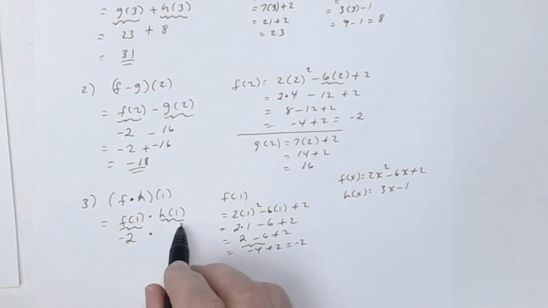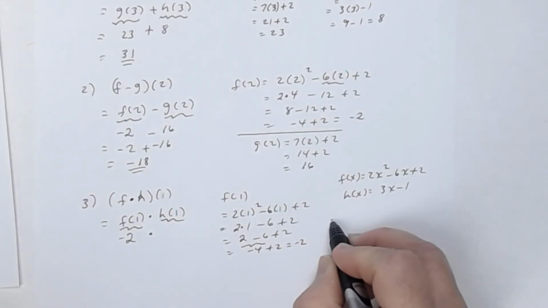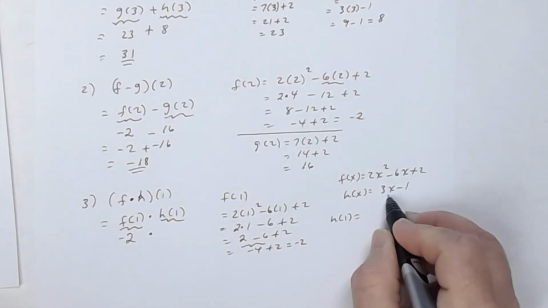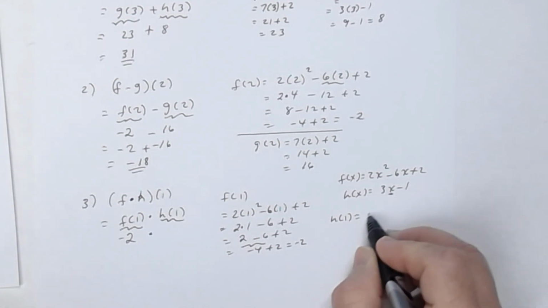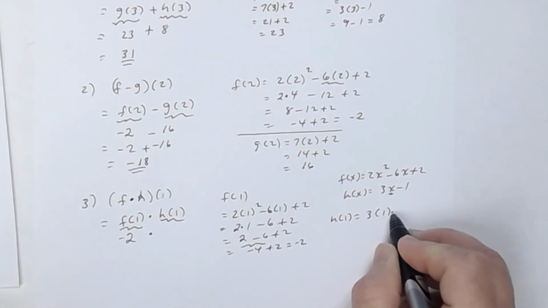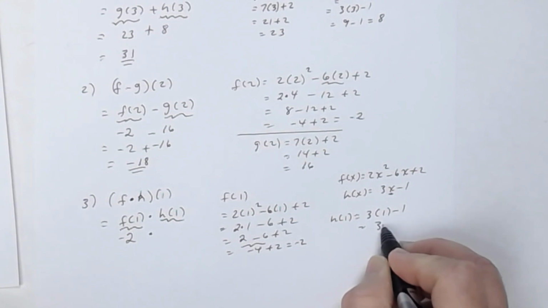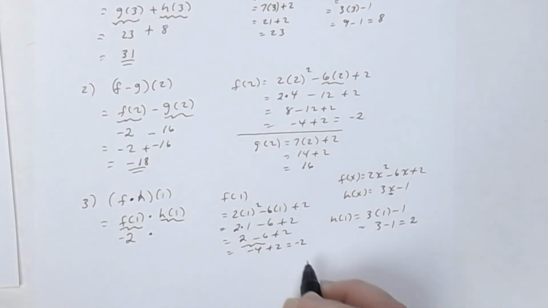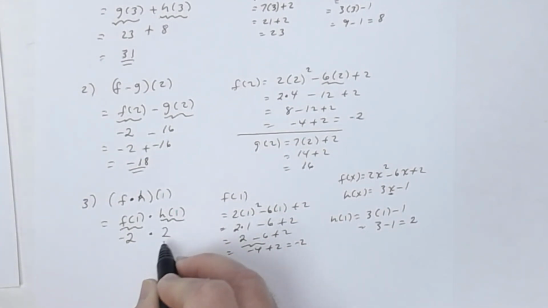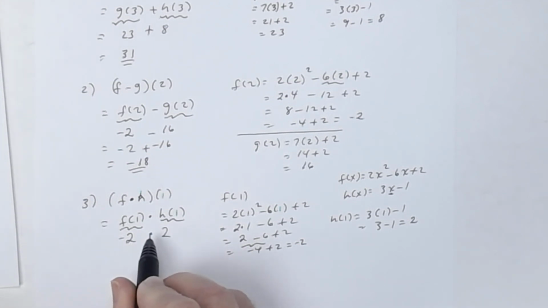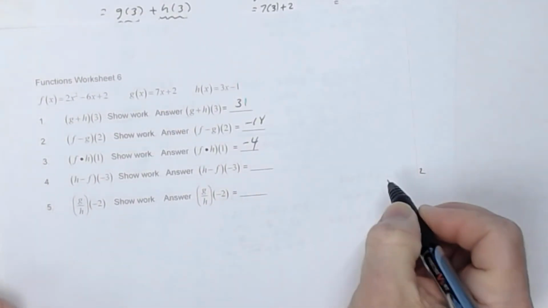Then we're going to multiply that by h of 1. So let's find out what h of 1 is. In your variable x, you can substitute 1. So we get 3 times 1 minus 1. 3 times 1 is 3. 3 minus 1 is 2. So h of 1 is 2. And so therefore negative 2 times a positive 2 is a negative 4. And so for number 3, your answer is going to be negative 4.